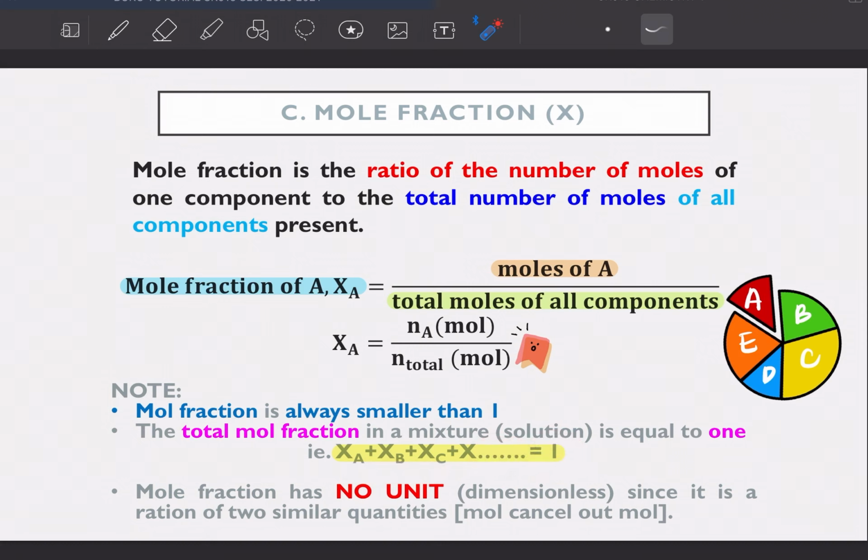Okay, why? Let's say kalau kita ada 3 bahagian tu, and mole fraction of A is 1 over 3, mole fraction of B is 1 over 3, mole fraction of C is 1 over 3. So when you sum all that, you plus all that, you will get 3 over 3, which is the same as 1. Okay, so itu adalah total mole fraction, or also known as X total. Alright. Okay, so that's mole fraction.